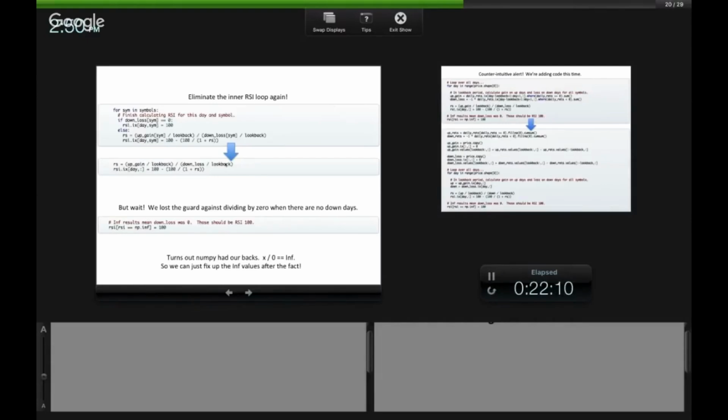So that means I can go back afterwards and fix this just by doing the division and then saying, okay, now everything that was infinity, fix that up to the value it was supposed to be if the down days were 0.